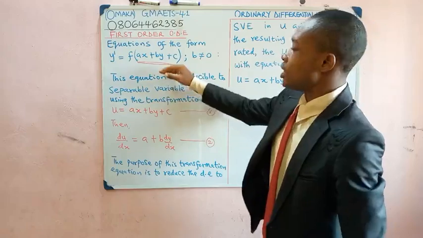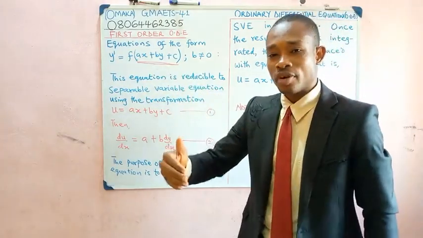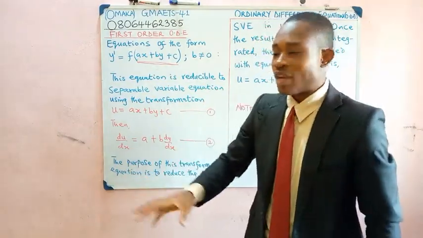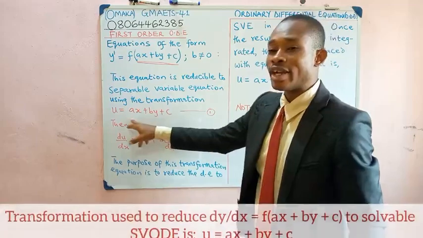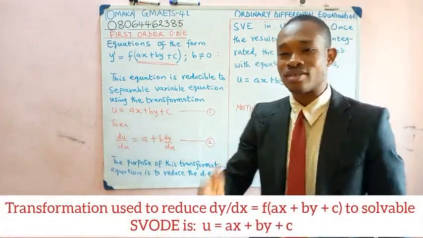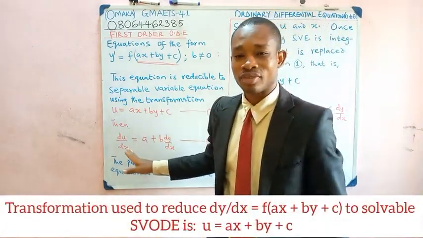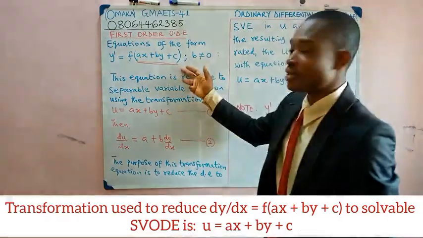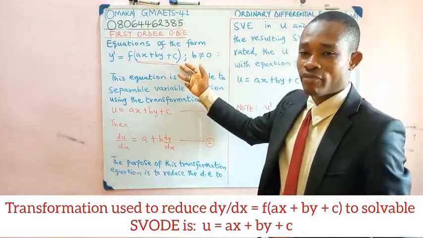Now how do we reduce this to a separable variable equation? We use a transformation to do that, and that transformation is given by equation 1. That is, u is equal to ax plus by plus c. You should know this transformation, so you have to memorize it. You use it to reduce this differential equation to separable variable.